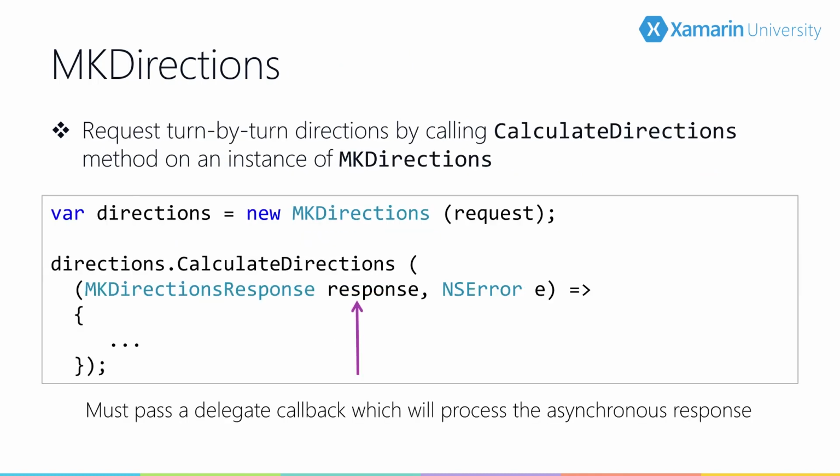To search for directions from Apple servers, create an MKDirections object, passing an MKDirectionsRequest object to the constructor, and use the CalculateDirections method to begin the search. Notice here, the syntax is different than searching for locations. This method is not a task-based asynchronous method. Instead, it takes an async delegate method, which will receive the directions.